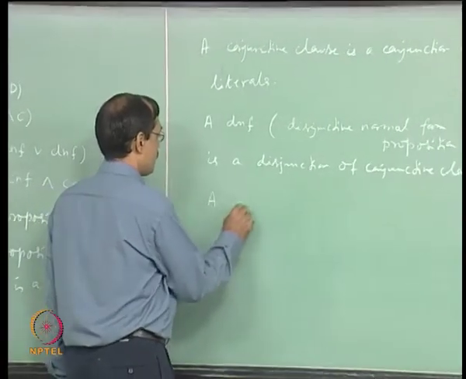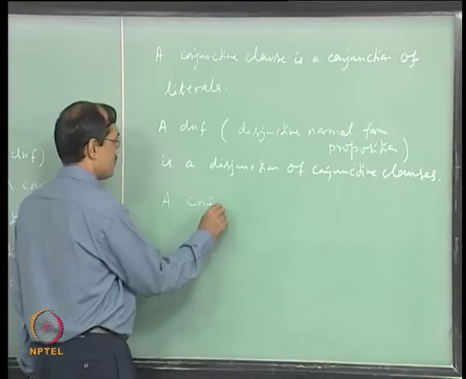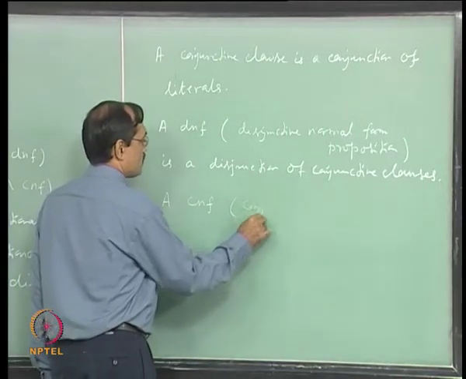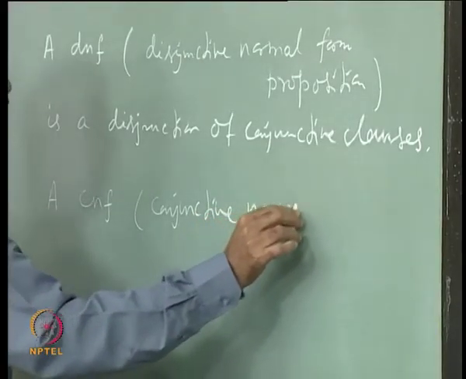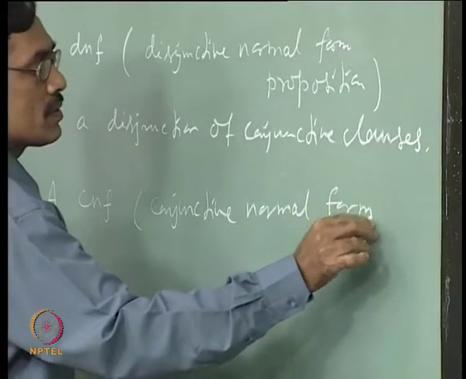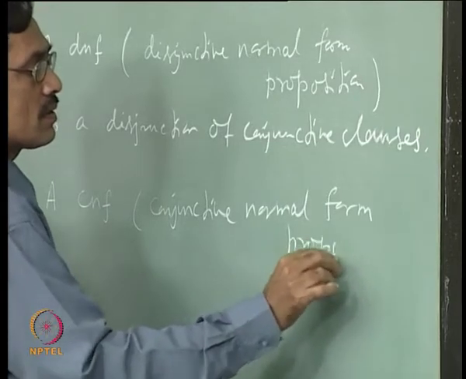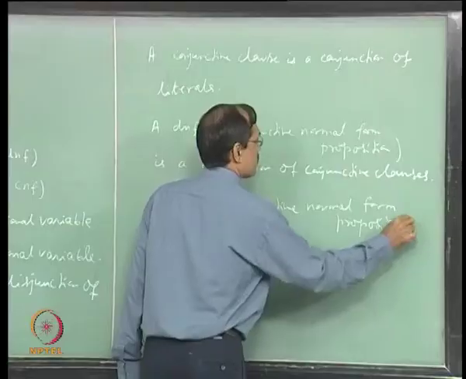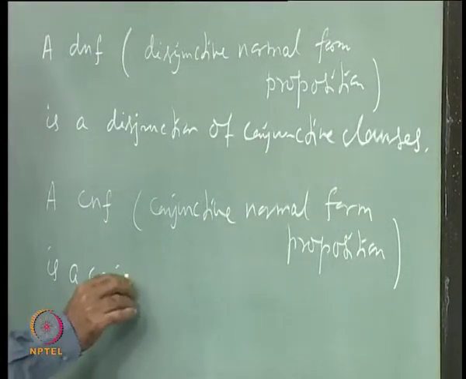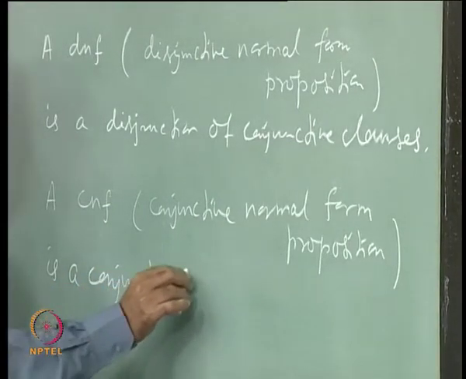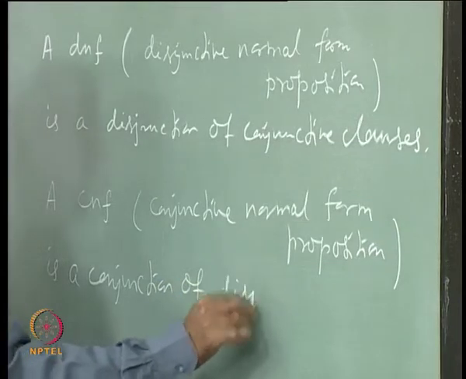Now, similarly, we can define a CNF. A CNF or conjunctive normal form proposition, or just the normal form, is a conjunction of disjunctive clauses.